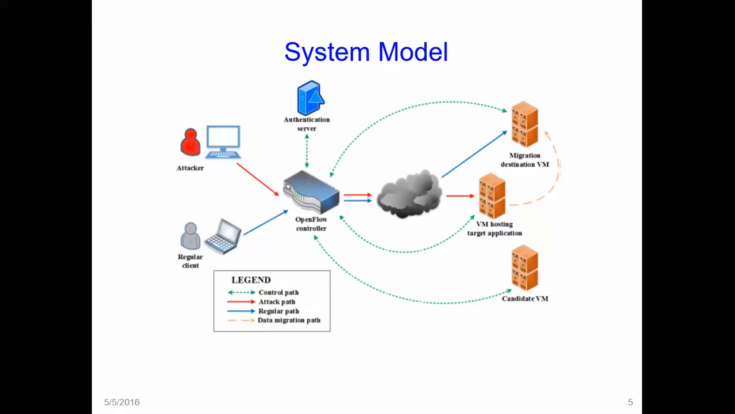System model. This is the logical network architecture of our system. This model shows the types of the network components regardless of the number of components of each type. The main components in our system: we have the virtual machine that is hosting our application. We have an OpenFlow controller that represents the data plane and the control plane for our system. We have attackers, regular clients, and candidate VMs.